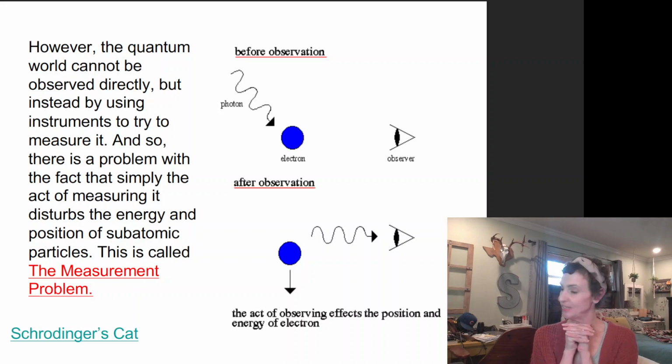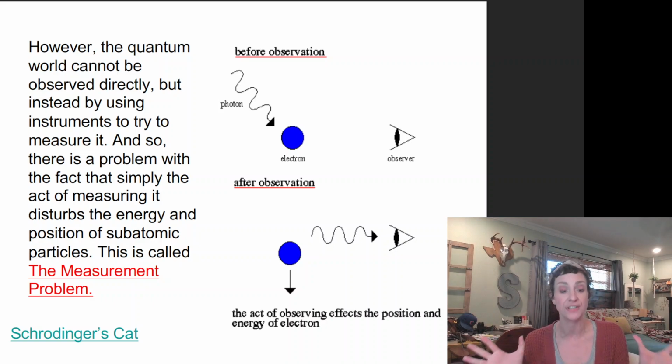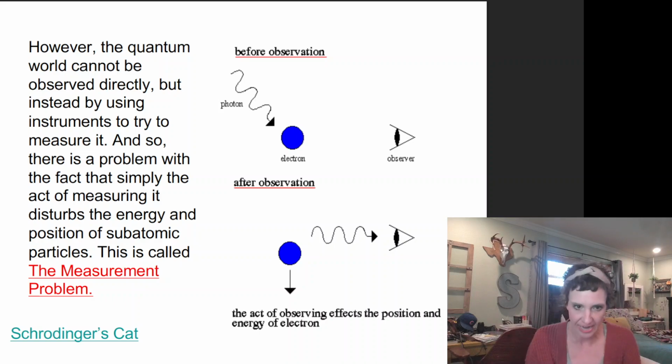Okay, so here is our first topic that we're going to talk about that is probably beyond the scope of the course. So we're going to talk very, very briefly about this. This will not be something that you will be tested on. So I wanted to explain why it is hard for us to figure out where these electrons are. It says the quantum world cannot be observed directly, but instead by using instruments to try to measure it. And so there is a problem with the fact that simply the act of measuring it will disturb the energy and the position of the subatomic particles that we're trying to look at.